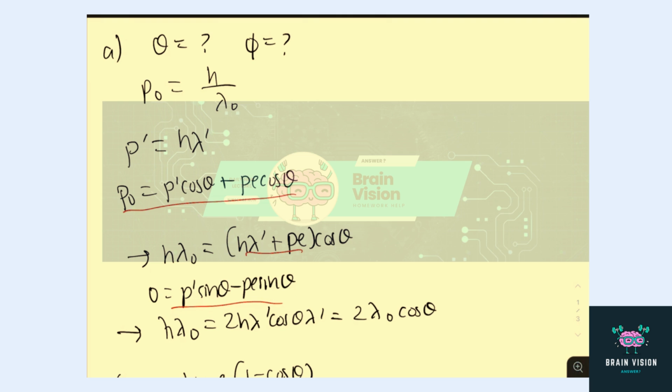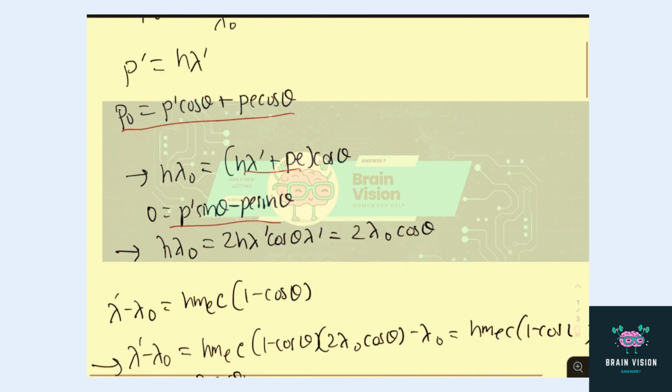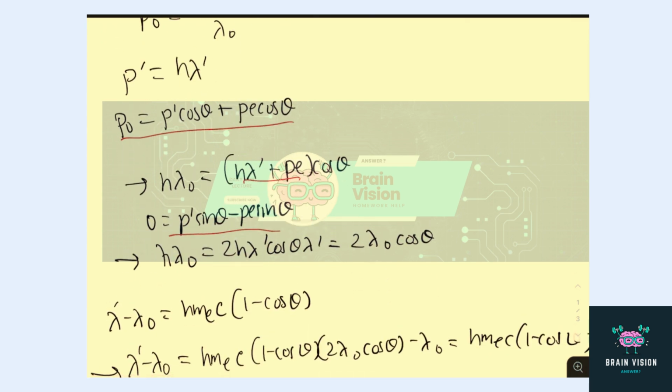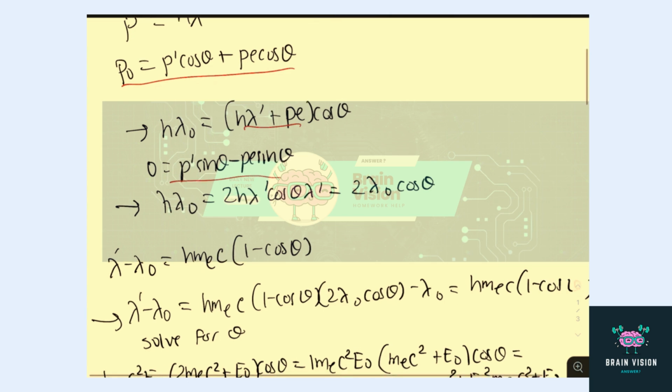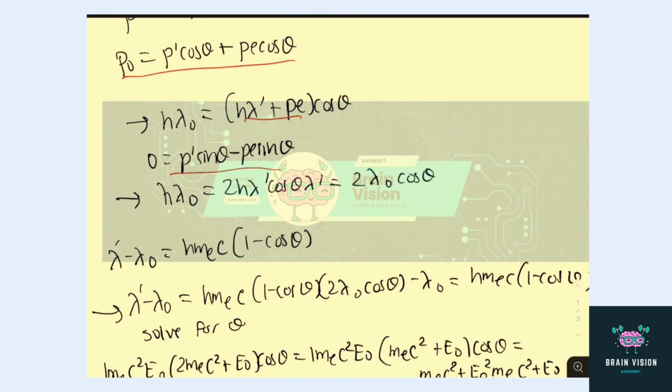And we also have a shift in wavelength known as the Compton effect. So the Compton effect equation is lambda prime minus lambda 0 is equal to h over mc times 1 minus cosine theta. And we can use all of these equations to start putting them together to solve for theta. So it would be lambda prime minus lambda naught is equal to h over mc times 1 minus cosine theta, times 2 lambda naught cosine theta minus lambda naught.